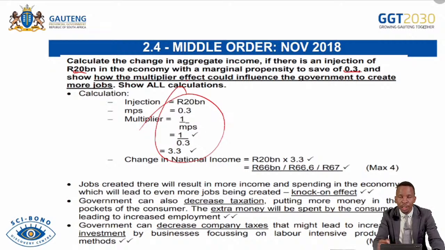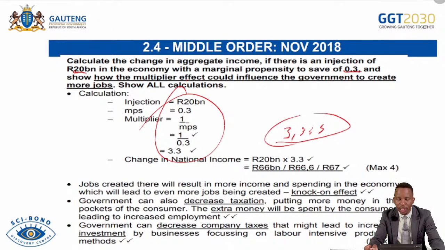1 over 0.3 is 3.3. So normally it will be 3.3. And then the change in national income will be 20 billion times 3.3. Remember, you're given 20 billion in there, and that 20 billion must be multiplied by the multiplier. And then you get your 66 billion rands, maximum of 4 marks.